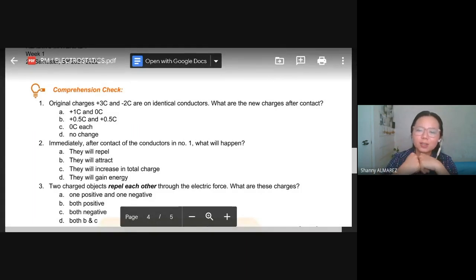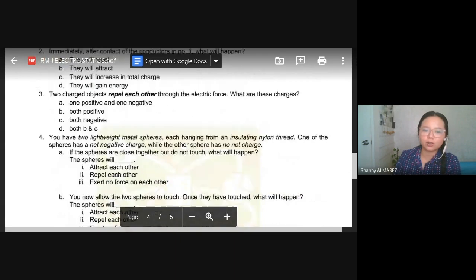Kaya merong mga demonstration, I cannot just find it. Initially, they have different charges. Once nagkaroon ng contact, nagre-repel. So, at first, you will think, parang magic siya. Pero the reason for that is charging by conduction. Okay? So, that's it. So, let's now proceed to the next question.